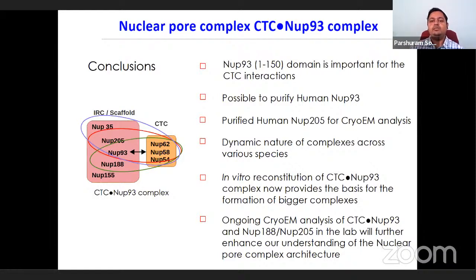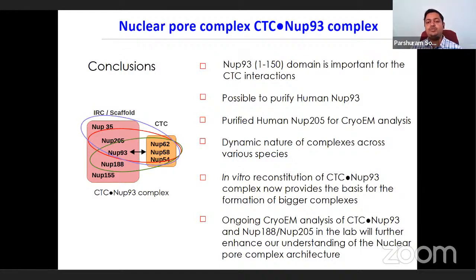There are a couple of manuscripts present in bioRxiv from our group, which show that this 1 to 150 region, which I talked about, has a 1 to 82 region which interacts with CTC, but the region from 96 to 150 interacts with other nuclear pore complex proteins, such as NUC205 and NUC188. So together, the entire region is essential for anchoring several proteins of the adapter complex of the nuclear pore complex. And this is what we could show.